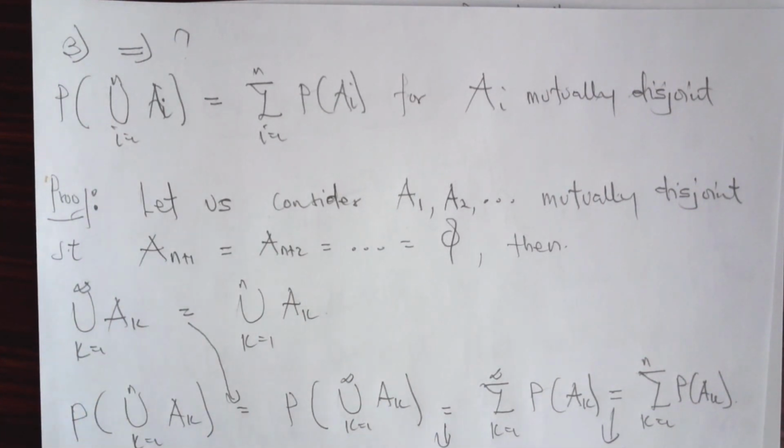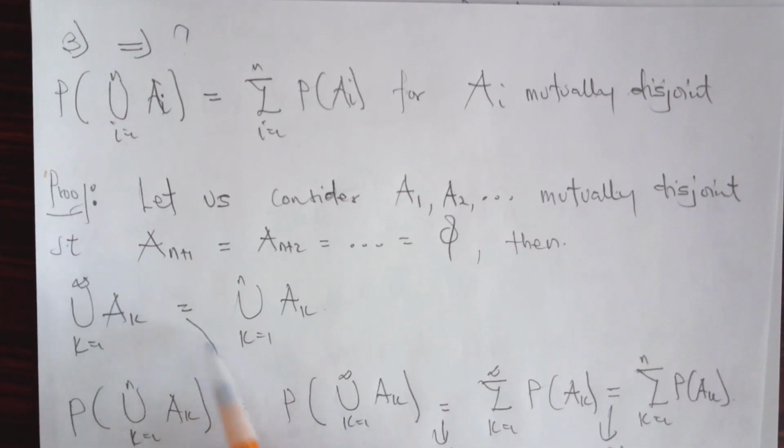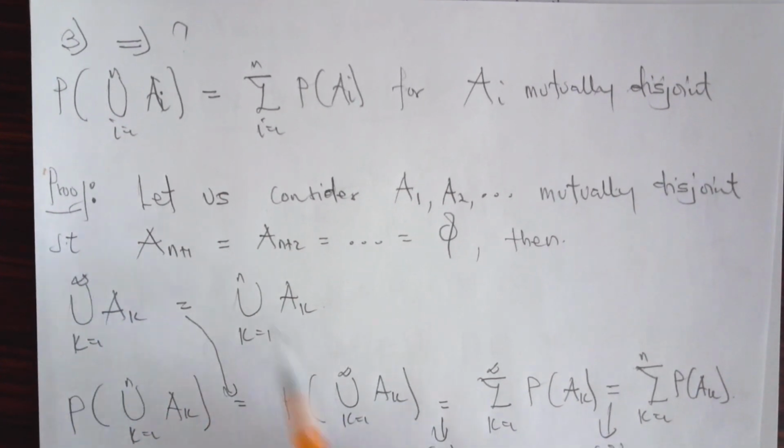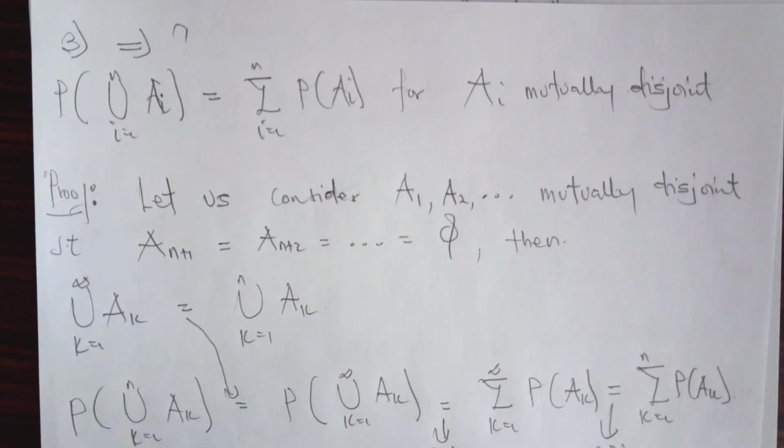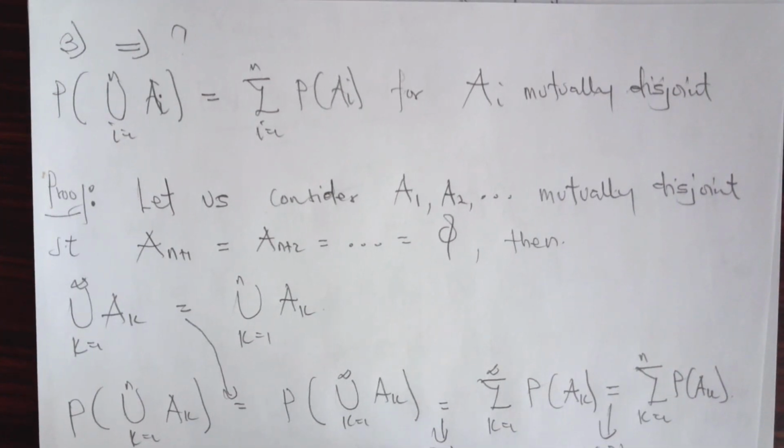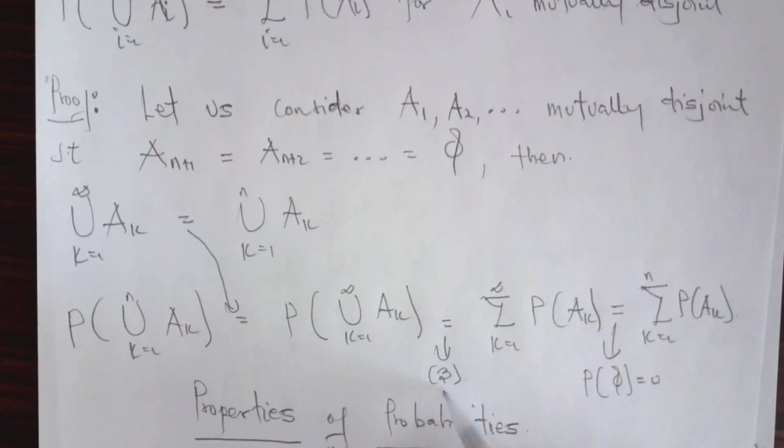So therefore, the probability of the finite union of the A_k is equal to the probability of the countable union. Since we have this here, this is equal to this. And the probability of the countable union is equal to the sum of their individual probabilities by condition 3 of P being a probability measure.